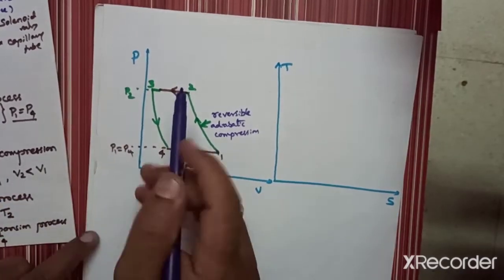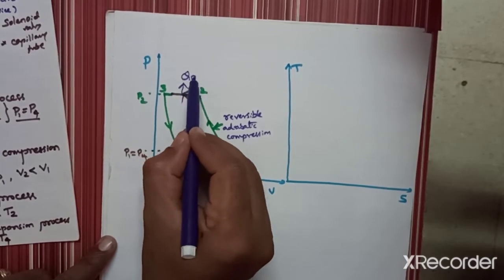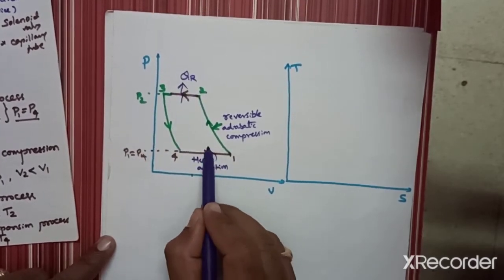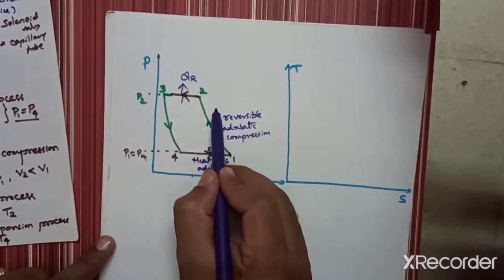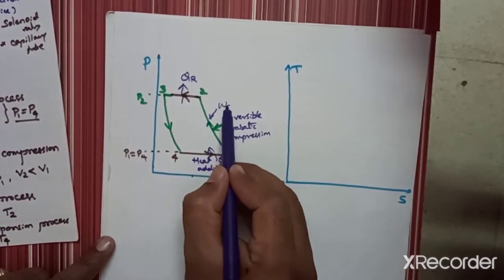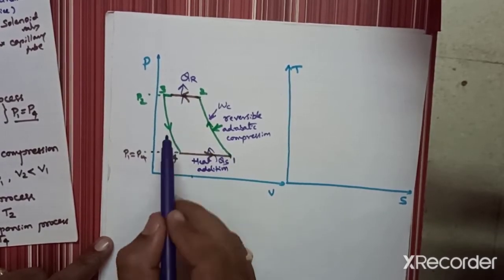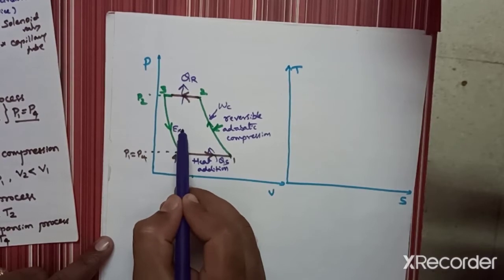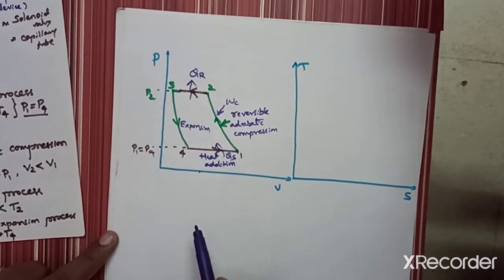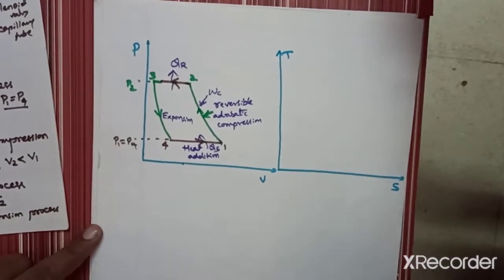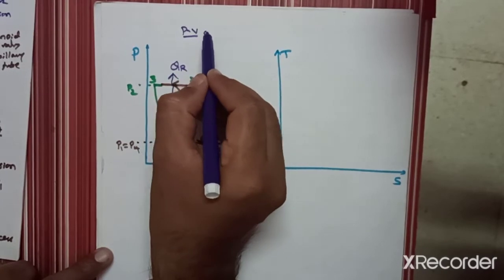During 2 to 3, it is a heat rejection process, that is QR. Here heat is added, heat supplied. Work is done on the compressor during 1 to 2, and during 3 to 4 it is the expansion process. So this is a representation of the PV diagram for the Bell-Coleman cycle or reversible Brayton cycle.